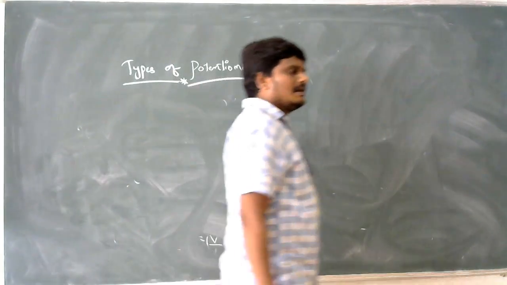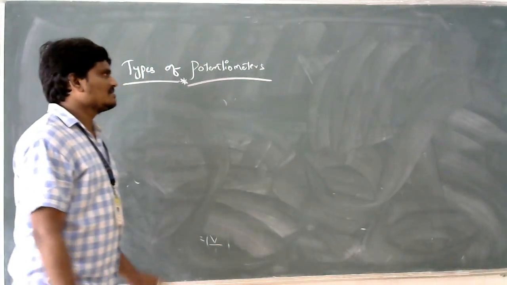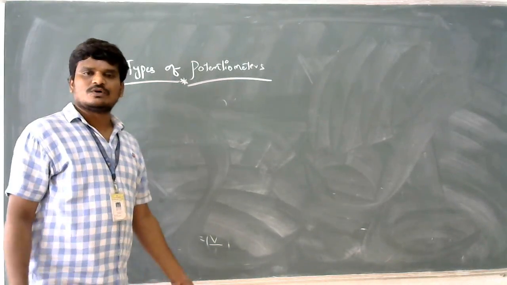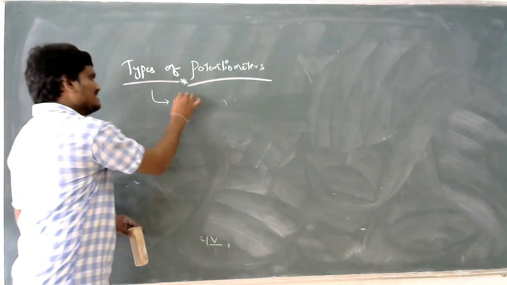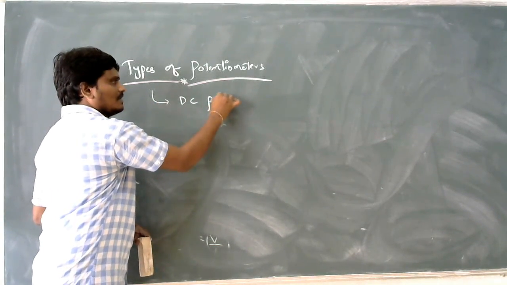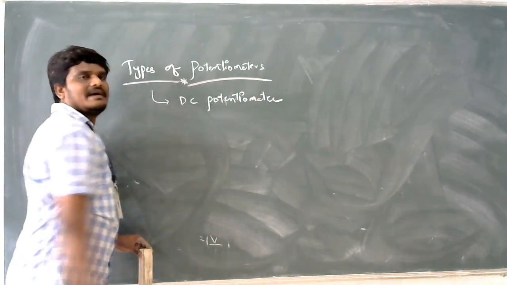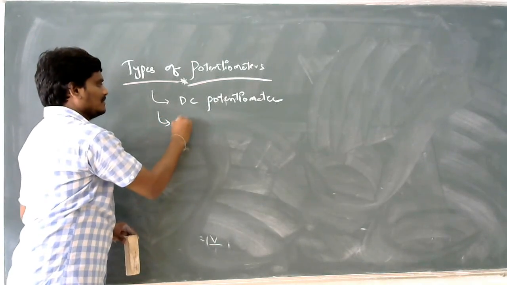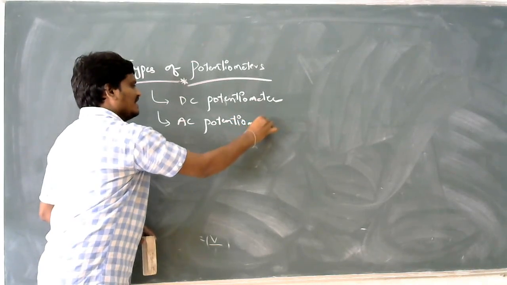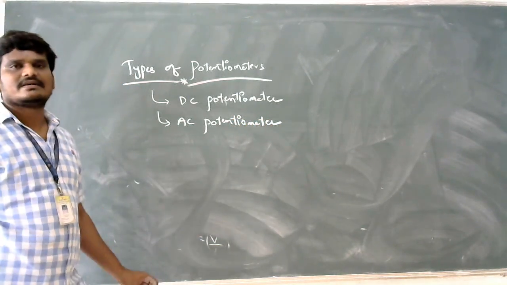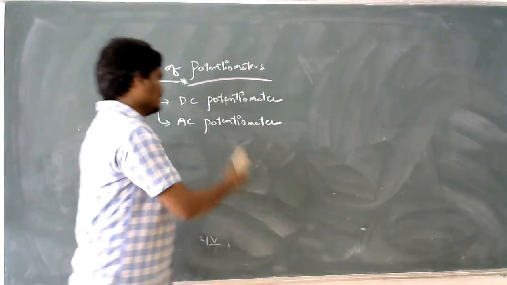So basically, depending upon the supply, the potentiometers are classified into two types. The first one is DC potentiometer, and the second one is AC potentiometer. Now we will discuss DC potentiometer.